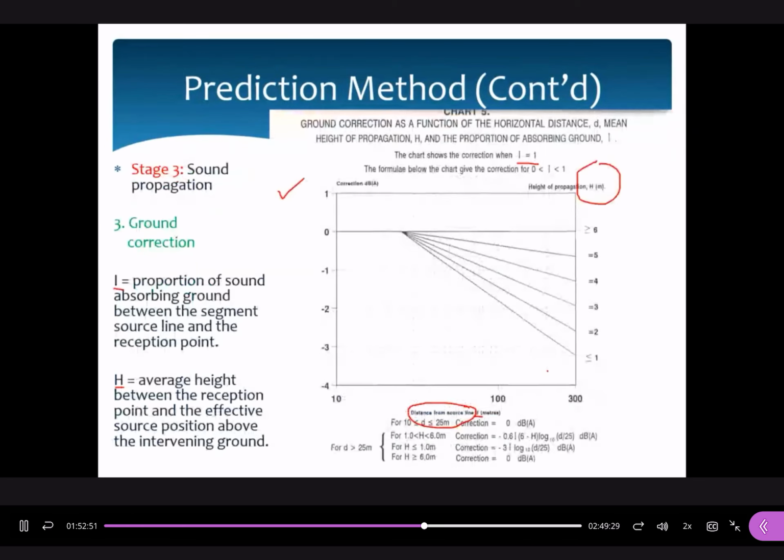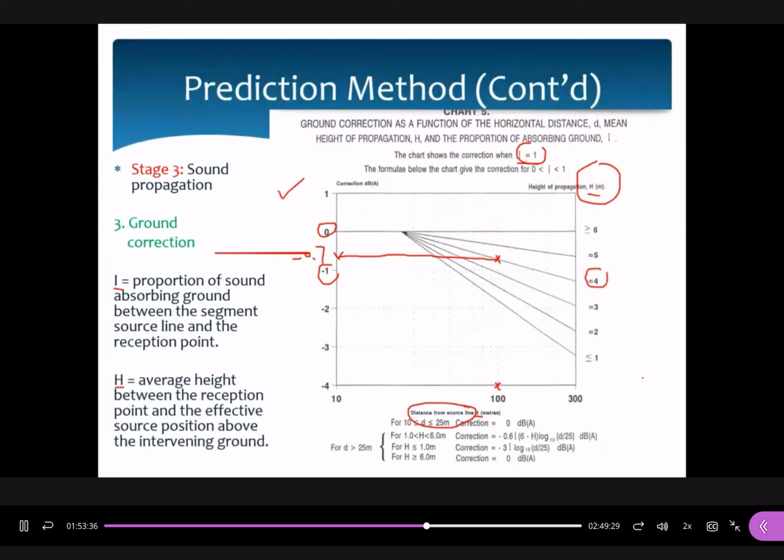Let's say the direct distance is 100 meters, and now we assume that I is equal to 1 and the value of H is equal to 4. You can draw a vertical line here to intercept with this line, and then draw a horizontal line here. The approximate correction factor is minus 0.7 dBA. This is 0, this is minus 1, so the value here is about minus 0.7.